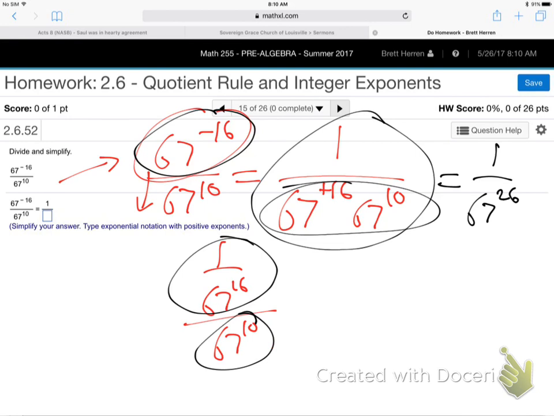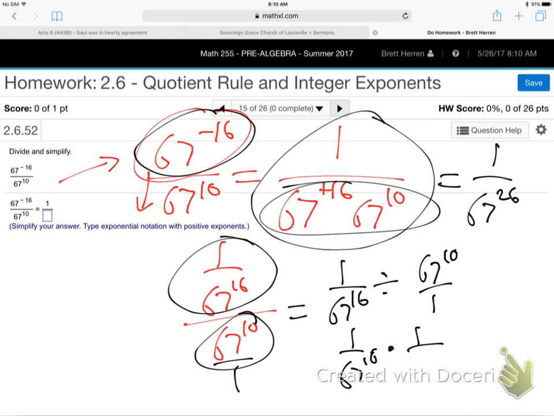Because what are you going to do with this now? Well, there's a couple ways you can go. This is probably the easiest. This is really over 1, right? So then this really means 1 over 67 to the 16, divided by. Because when you're over, it means divided by, doesn't it? And then you flip the 1 on the right. Remember invert and multiply that we did the other day? Yeah, exactly. And then you see we're going to end up in the same place.